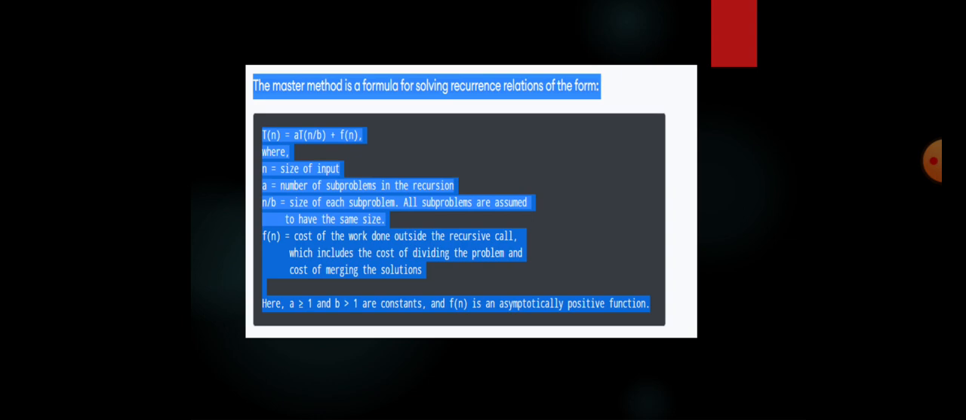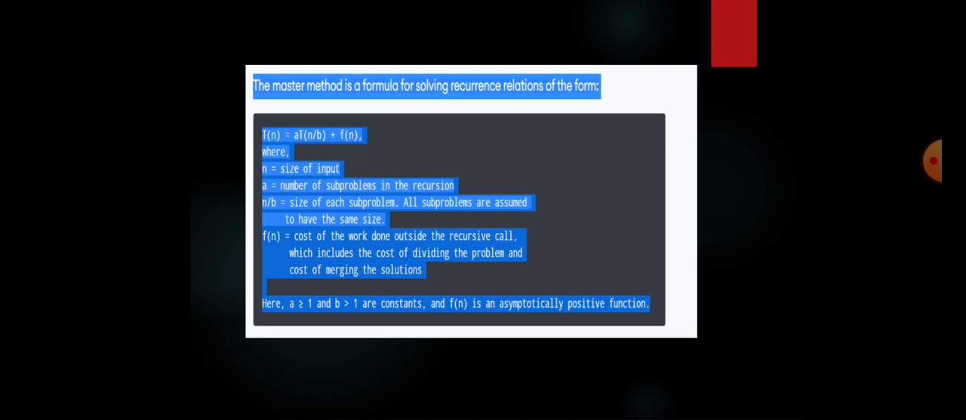We can solve the recurrence relation by using Master's method only if it is in the form T(n) = a T(n/b) + f(n). Here n is the size of the input, a is the number of subproblems in the recursion, n/b is the size of each subproblem, and f(n) is the cost of the work done outside the recursive call.